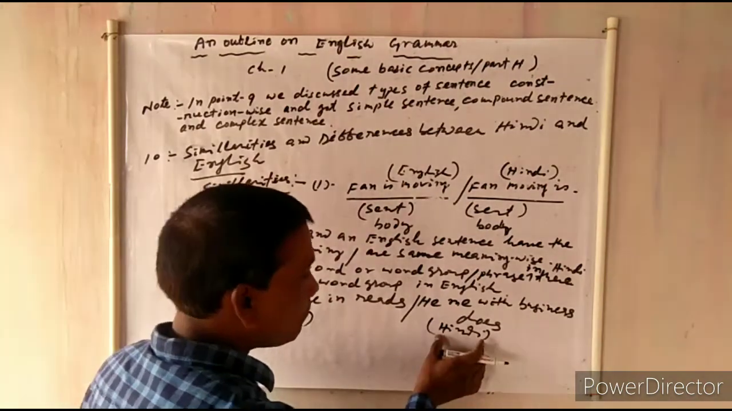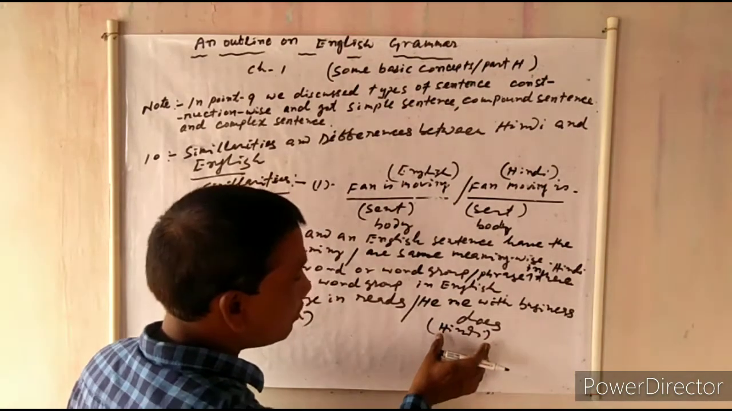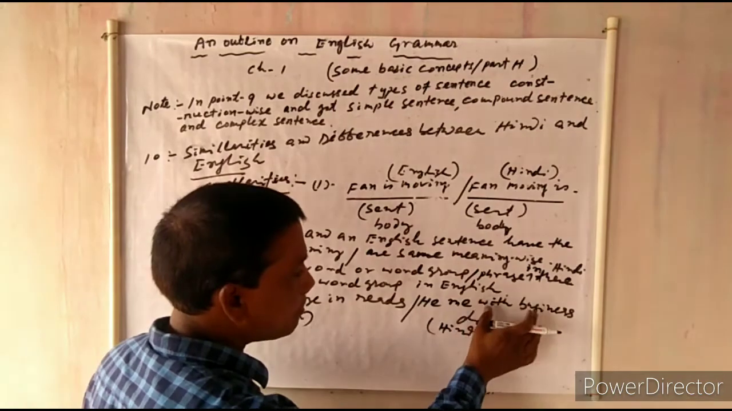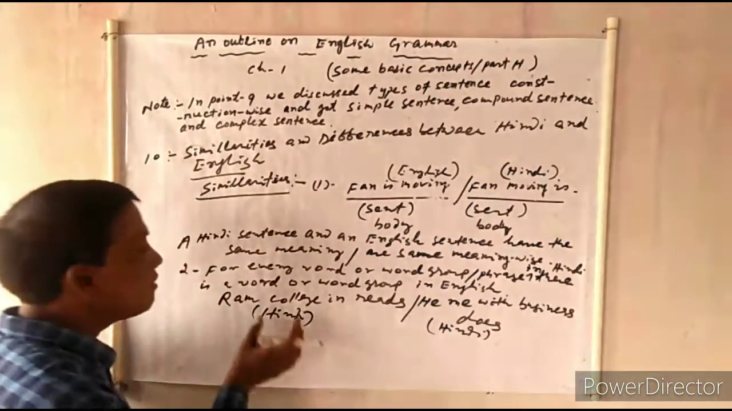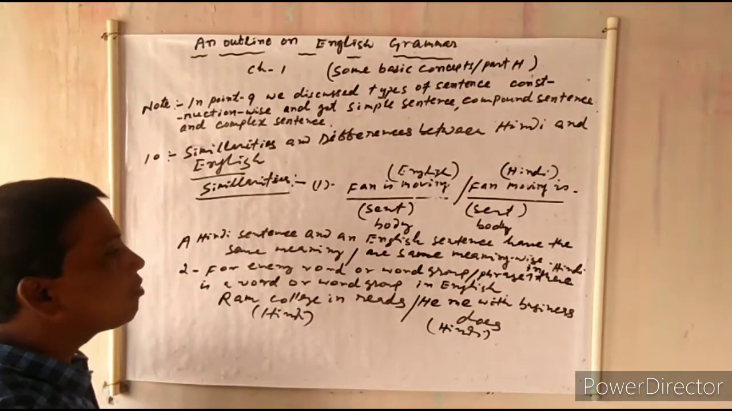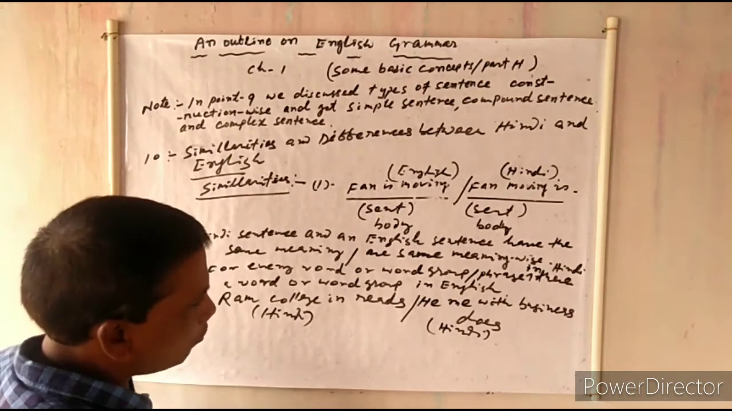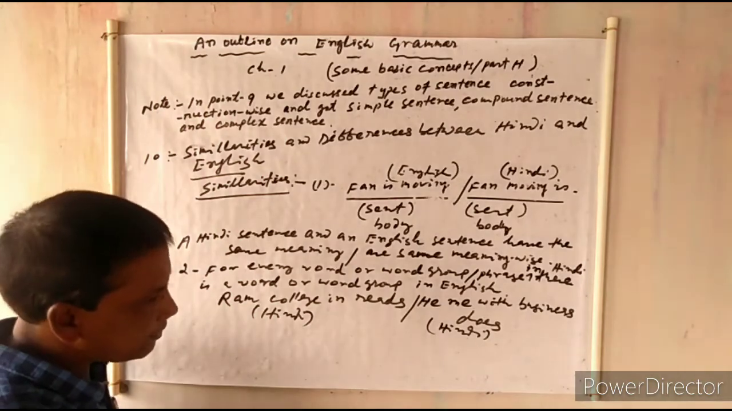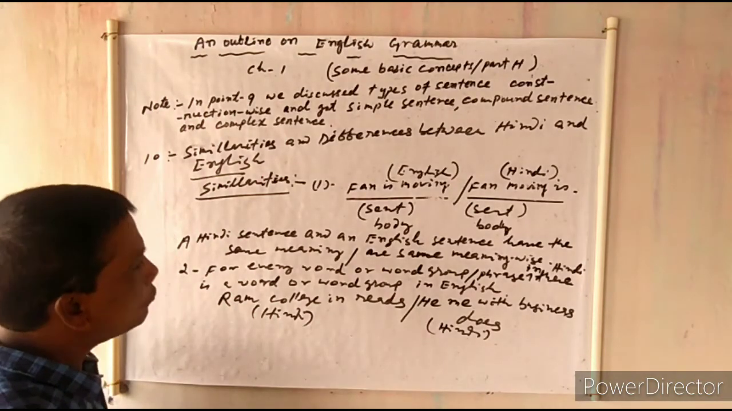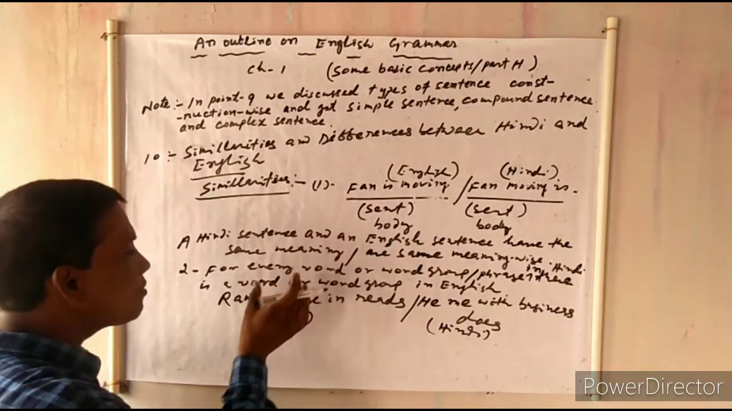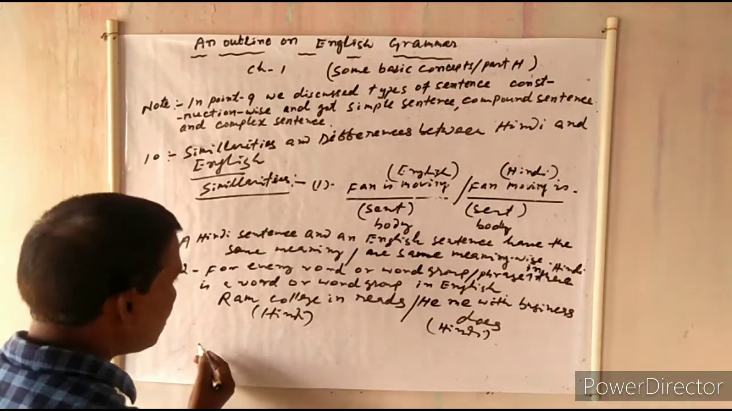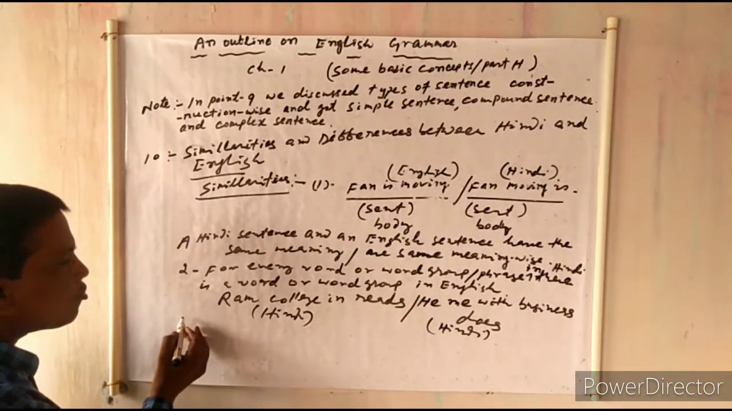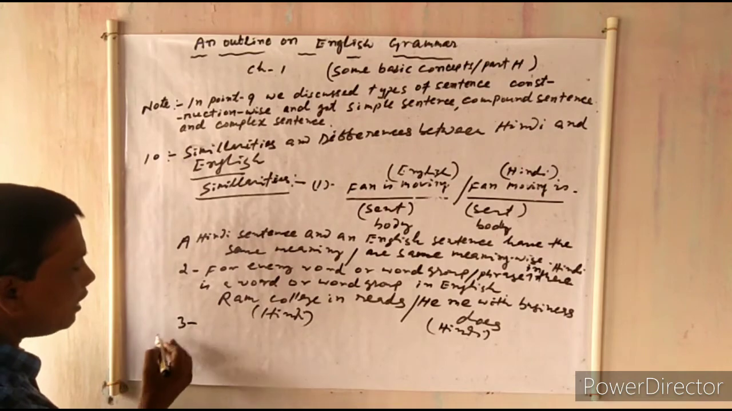तो हिंदी सेंटेंस में जो यूज हुआ उन शब्दों के बदले में मैंने डायरेक्टली इंग्लिश में शब्दों को लिख दिया. So our point is, for every word or word group, that is phrase in Hindi, there is a word or word group in English. This is also similarity. So this is the first similarity, this is the second similarity. Okay. Then we're coming to similarity number 3.